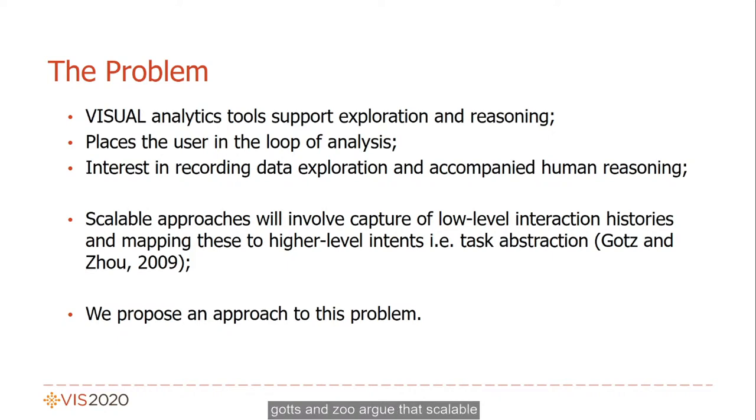Gotz and Zhu argue that scalable approaches to representing complex analyses are likely to involve the automated capture of low-level interaction histories and mapping these to higher-level intents, in other words, task abstraction. We propose an approach to this problem.